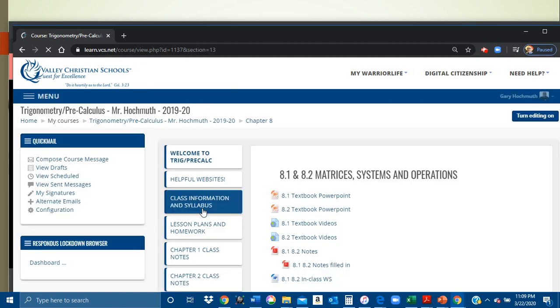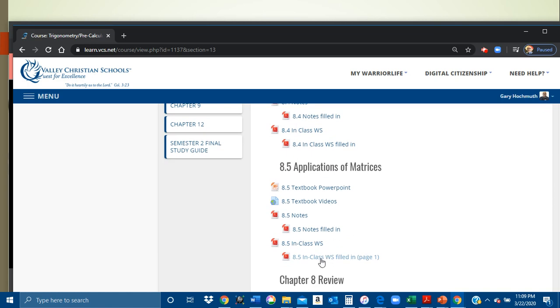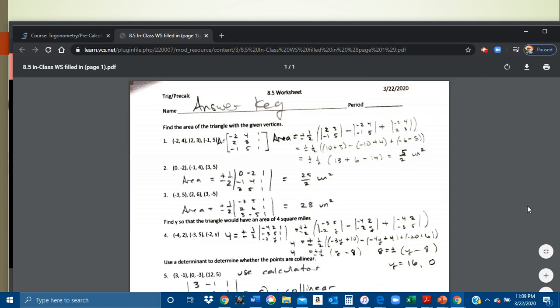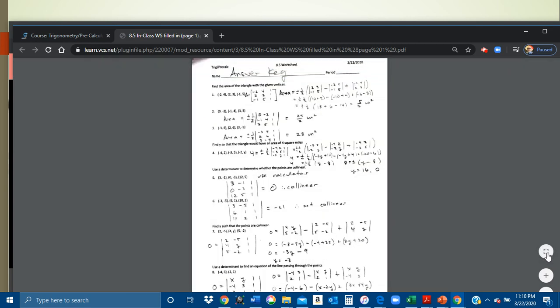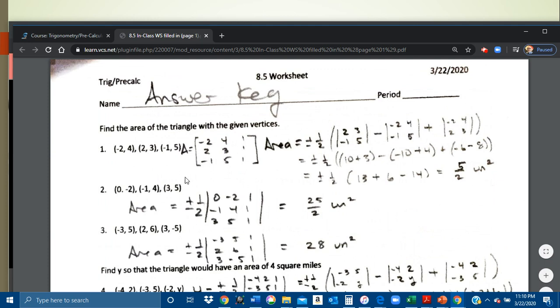All right, under chapter 8, we're going to go down to the in-class worksheet and take a look at 1, 2, 3, and 4. For number 1, I did it the long way. I've got these 3 points, and I want to find the area of the triangle with these vertices. So it's -2, 4, 1, 2, 3, 1, -1, 5, 1.